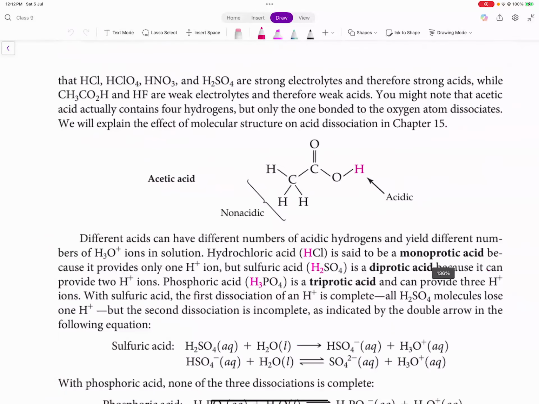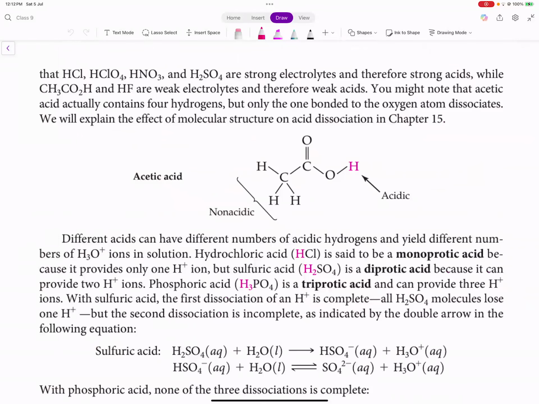Now let us go to these acids. HCl, HClO4, HNO3, H2SO4, they are strong electrolytes and therefore strong acids. Okay. While CH3CO2H, this is the acetic acid, and HF, they are weak electrolytes and therefore weak acids. Okay, we have studied about strong electrolytes and weak electrolytes. Strong electrolytes are those electrolytes which dissociate greater than 70%, right?